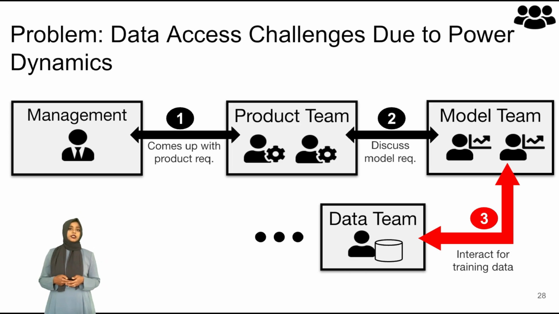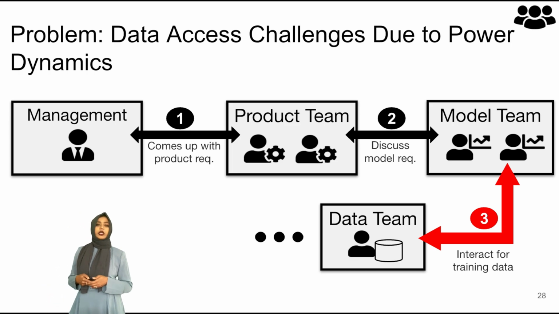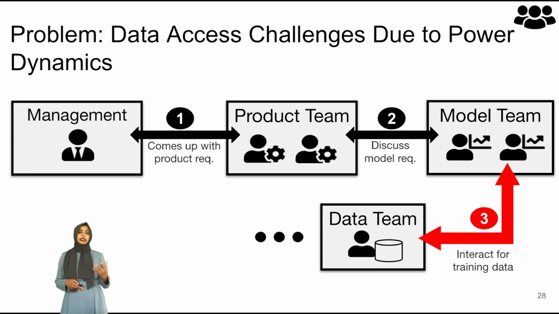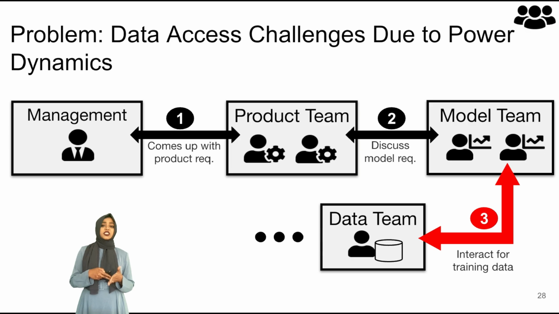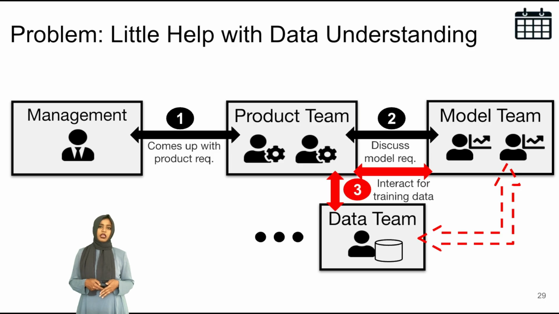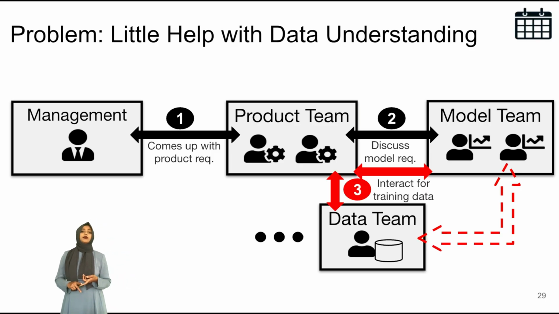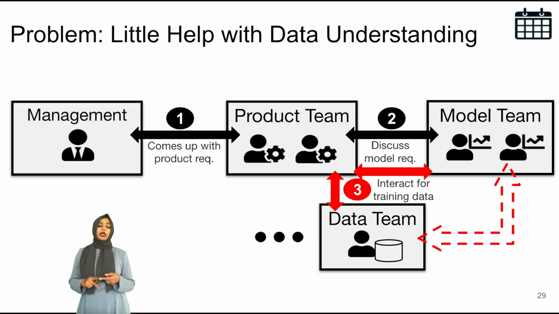Often in this kind of organization, the model team stays in a low power structure. They have very little influence on the organization and the data team. So they find it hard to access the data that they need. And often the organizational lengthy process makes it harder for them to get access to the required data. To make it worse, often the model team cannot even access the data team directly. The product team has to be a mediator to get the data from them. And as the product team and the data team are already busy with many other things, the model team often shares frustrations on not getting help on understanding the data.